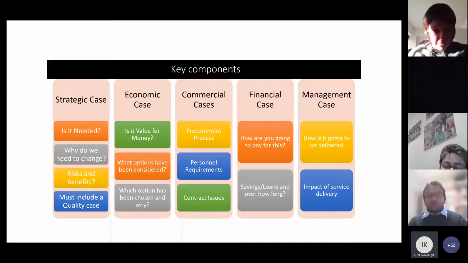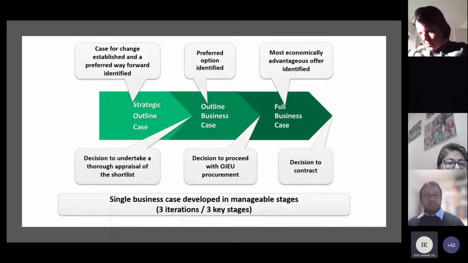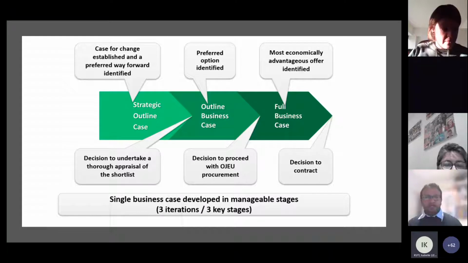So with all these things, we start on the left-hand side, with the strategic case. Now, depending on the type of business case, you may not have to do all of these different bits to greater or lesser degree. It is a staged process. So if you are doing a big business case, a significant amount of money, you break it down to 3 stages. Okay. So you have your strategic outline case, where you establish your case for change and you get an idea of how you want to proceed. And you start doing an appraisal. You decide to do an appraisal of the shortlist. So you do your long listing there.